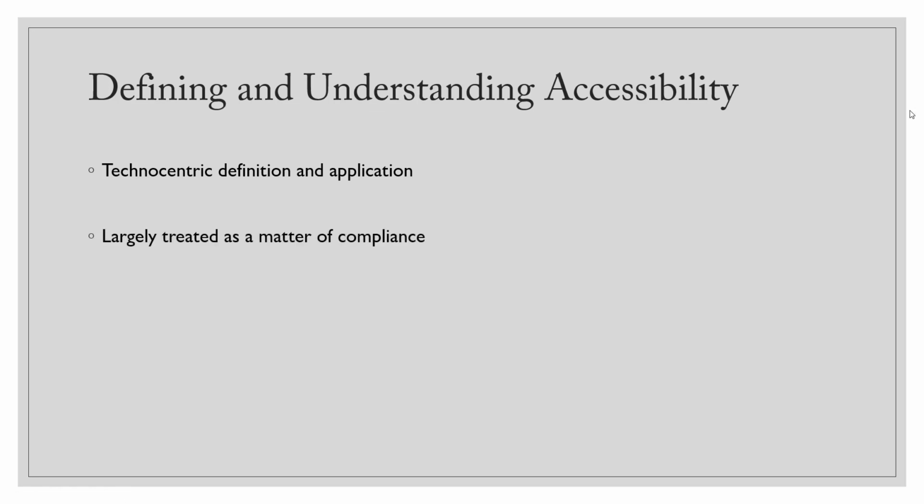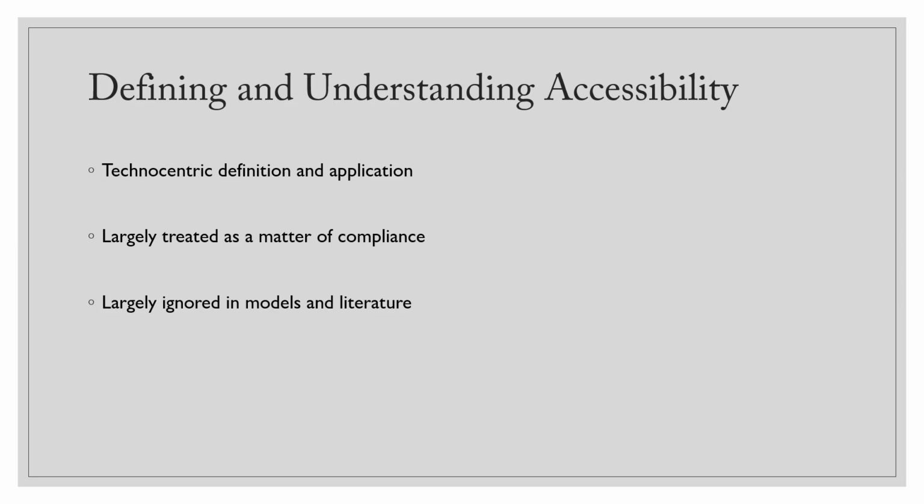So, defining and understanding accessibility, I think we have to start first by recognizing that as of right now, most of our operational definitions and the way most of us think of it is probably more technocentric. Like I said, thinking about it in terms of the technology or the tools that we use and what we do in those tools to make something more accessible. So it's largely treated as a matter of compliance, Section 508 compliance, or you've got a checklist or something like that. It's also largely ignored in our models of instructional design and in our literature in the field.